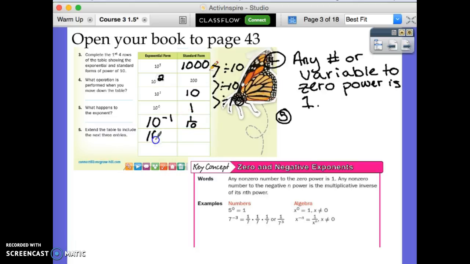So let's look at 10 to the negative 2. Well, I'm going to divide by 10 again. So now I'm dividing by 100. Well, 100 can be written as 10 squared. So look, 10 to the negative 2 is the reciprocal of 10 squared, 1/100. Or I could just write it like that. Last one, 10 to the negative third, we would divide by 10 again. So now we're dividing by 1,000, or we're dividing by 10 to the third.